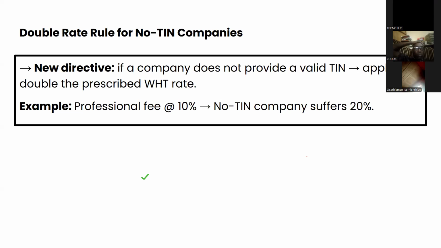Does this make sense? Sorry, when you say the person, do you mean a company? I'd like you to just be mindful. A company. Please be mindful of the word. Okay, the slide is actually saying company.